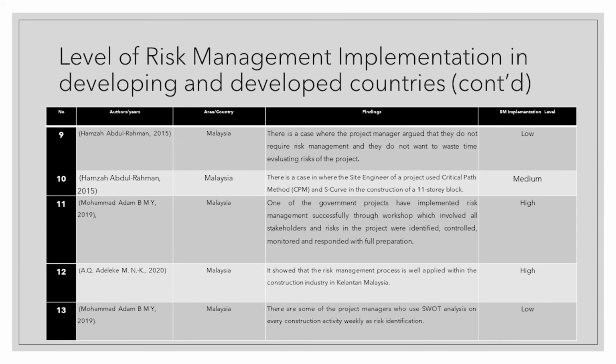Looking at another case where the site engineer of a project used the critical path method, which is CPM, and the S-curve in the construction of an 11-story block. The project team used the S-curve to monitor the project as it progresses. He mentioned that the S-curve is being used as an indicator in identifying risks, and by using this, they can determine whether the project can be completed within the time and budget limitations. If there is delay, CPM will be analyzed and help to catch up on the delayed activity.